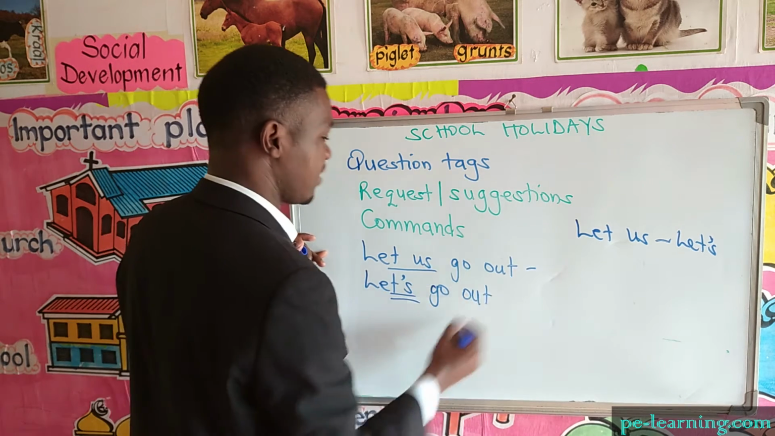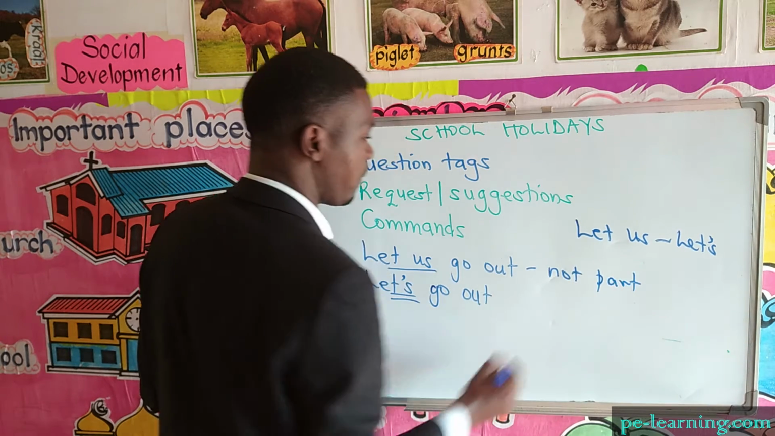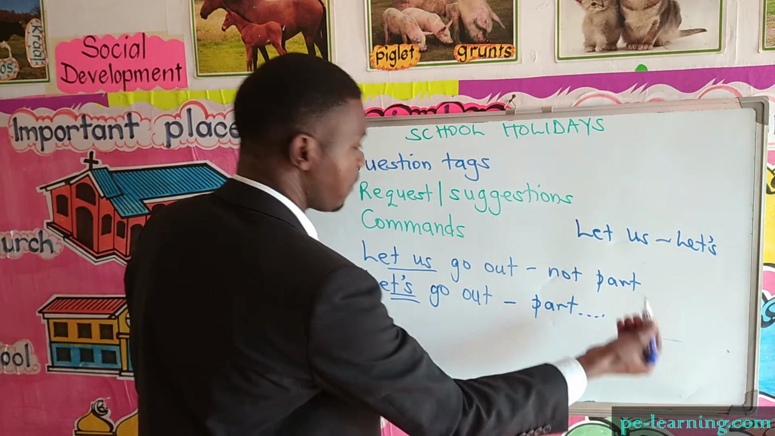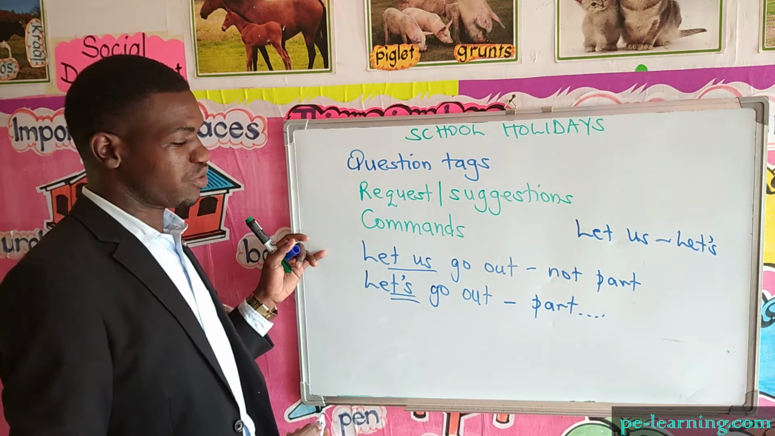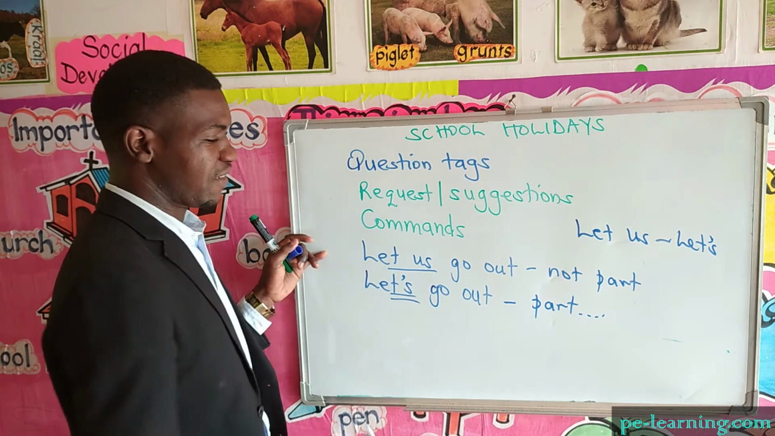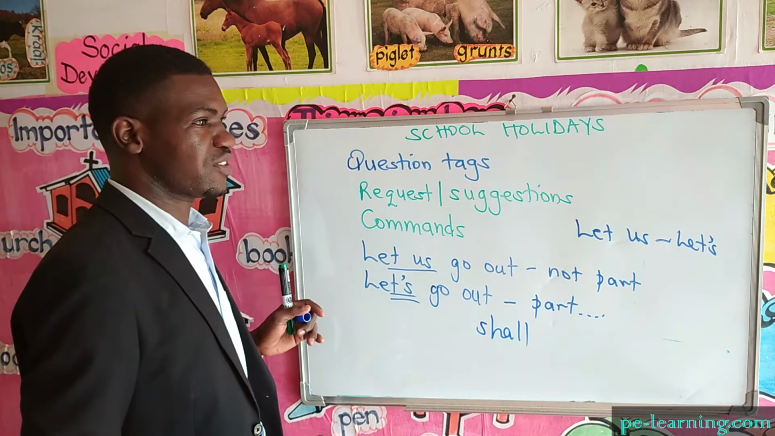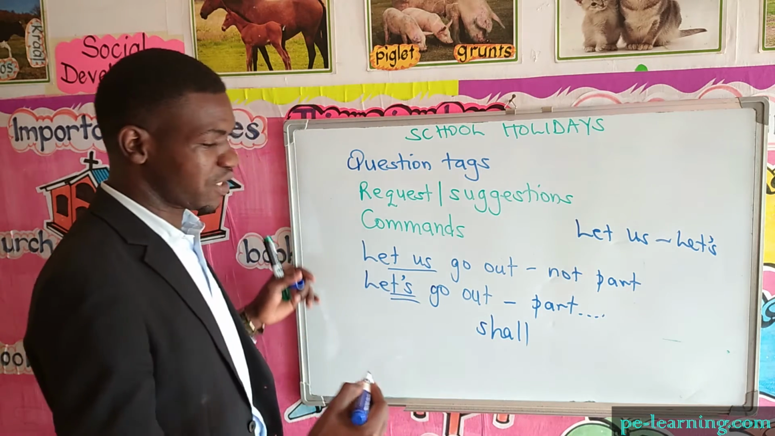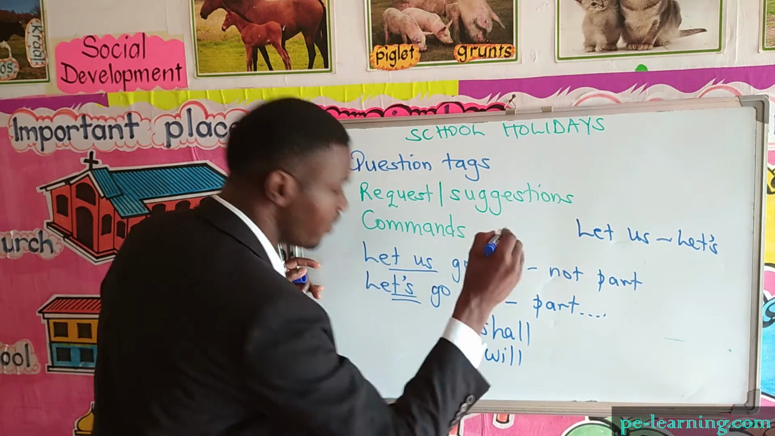I should write this. The speaker is not part of the people to go out, and here the speaker is part of the people supposed to go out. How do we form the question tags where the speaker is part and where the speaker is not part? We are going to use the two words in the future, because when you ask somebody to do something in the future, you expect it to be in the future still. So we shall have the word shall and then will.